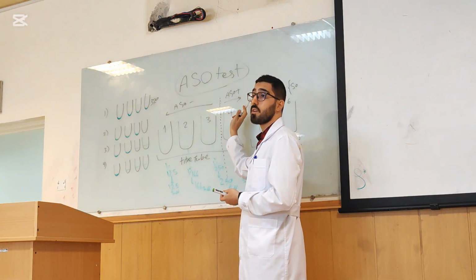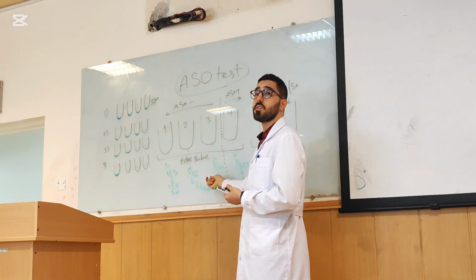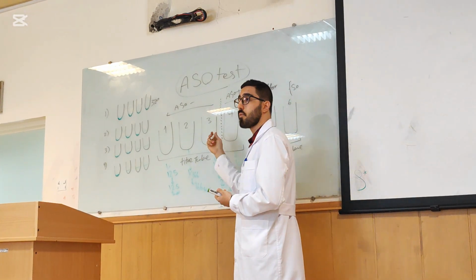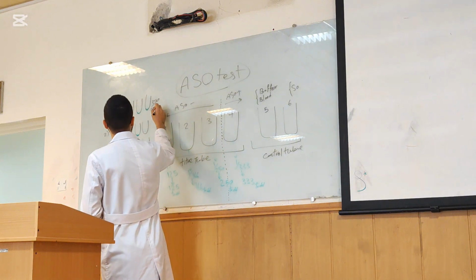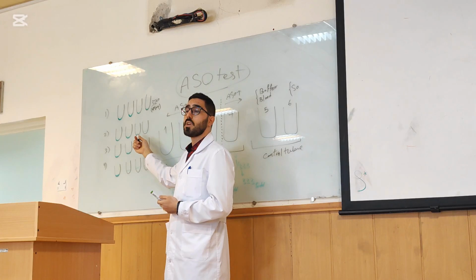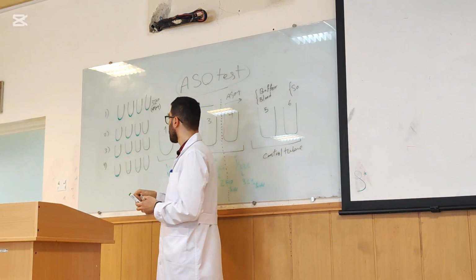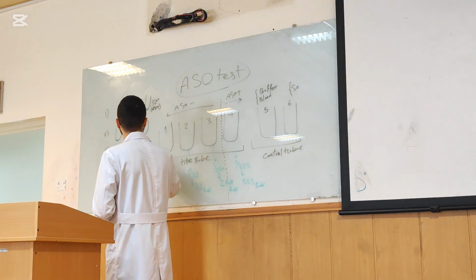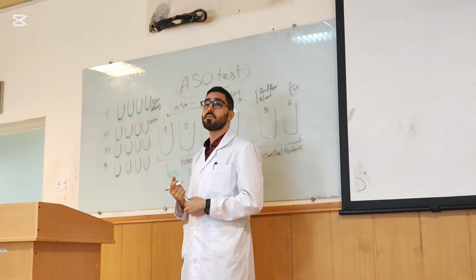Pass the borderline. We have a borderline at 250. Okay, pass the borderline, because of that we call it ASO positive. This tube, tell me the titer: 250. Okay, ASO positive or negative? Negative.